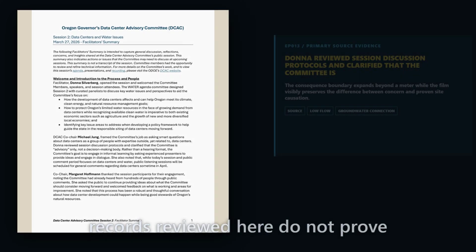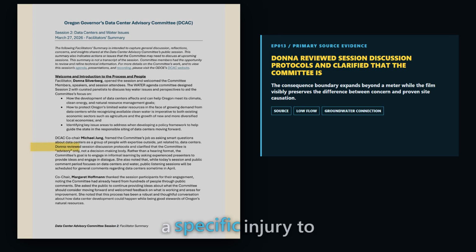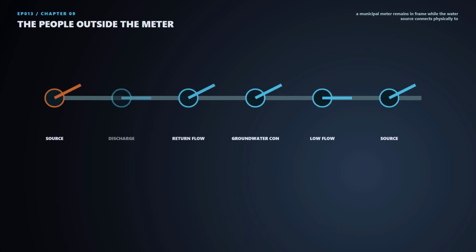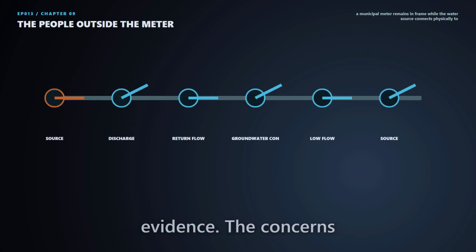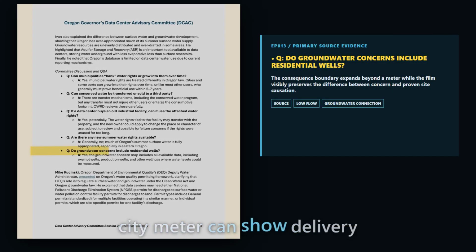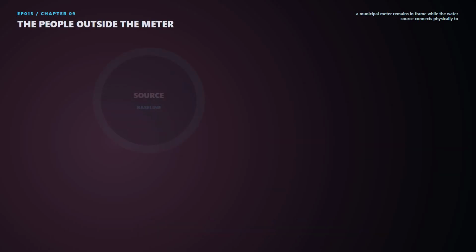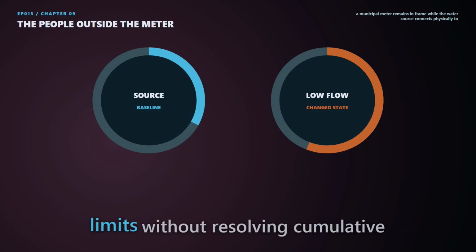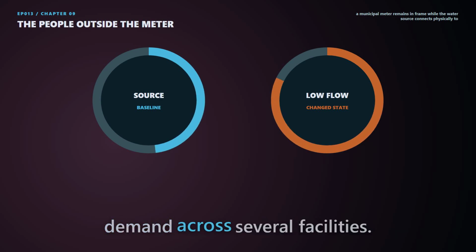The records reviewed here do not prove that a named data center caused a specific injury to a named fish population, aquifer, or tribe. That claim would require site-level hydrology, permits, monitoring, and causation evidence. The concerns still identify what a complete ledger would need. A city meter can show delivery without showing whether groundwater pumping is connected to a stream. An annual total can show volume without showing the low flow week. A discharge permit can set limits without resolving cumulative demand across several facilities.